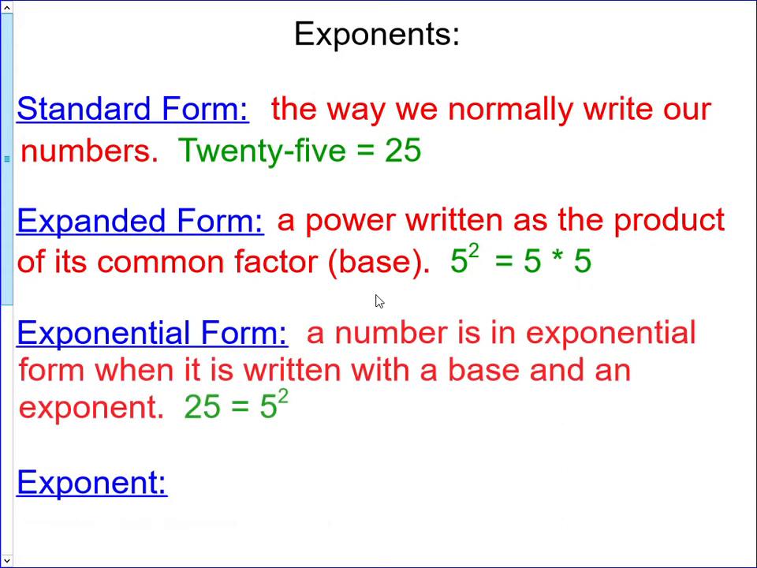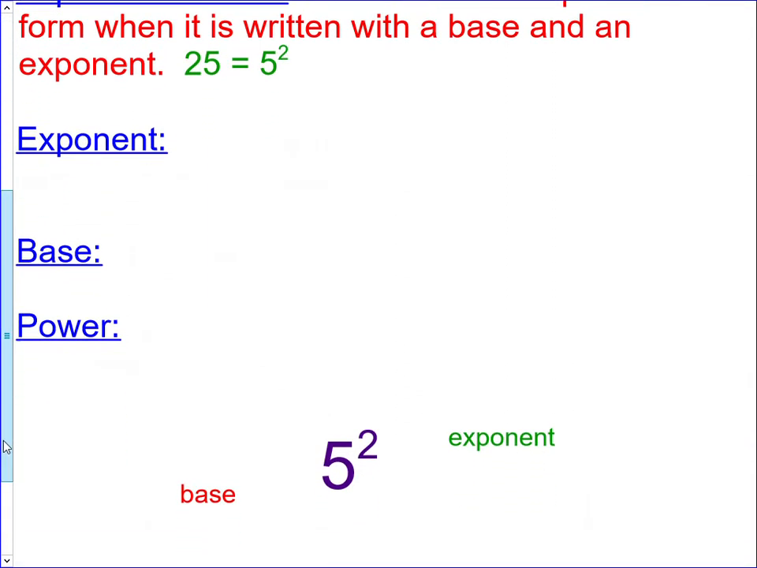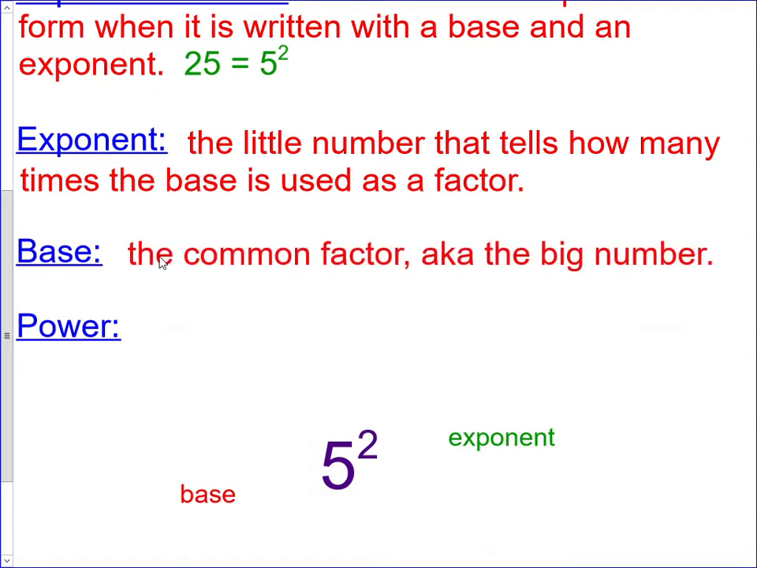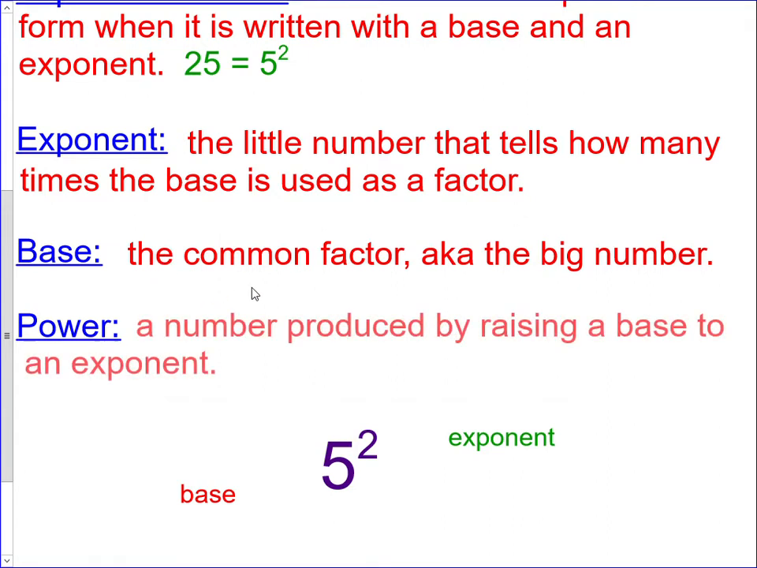A number is in exponential form when it is written with a base and an exponent. So 25, since it was 5 times 5, would be written as 5 to the second power. An exponent is the little number that tells how many times the base is used as a factor. The base is also referred to as the common factor, also known as the big number. When we talk about a power today, we're talking about the number produced by raising a base to an exponent.